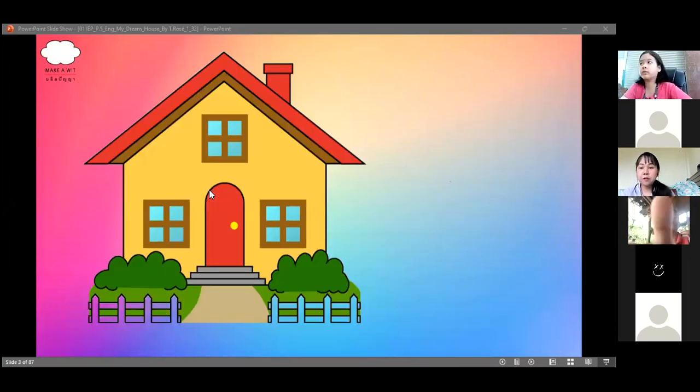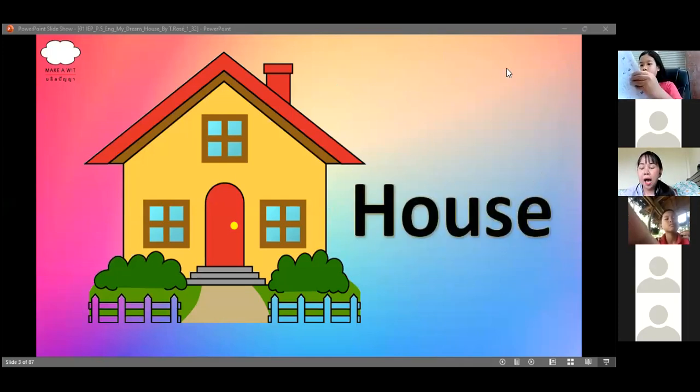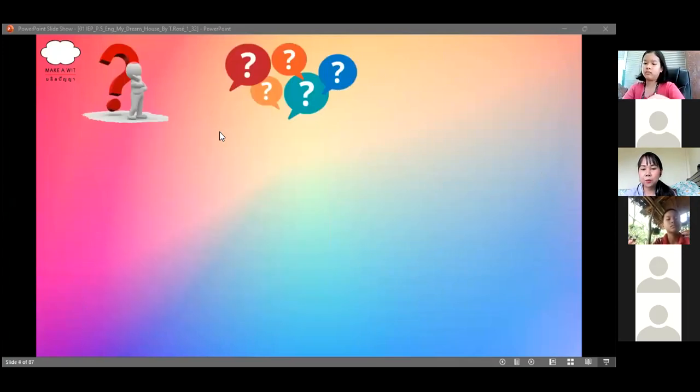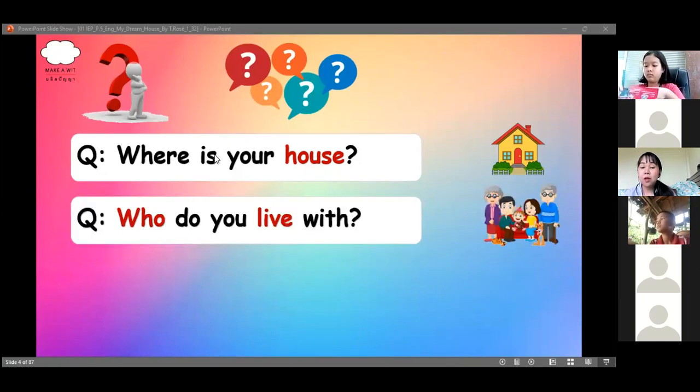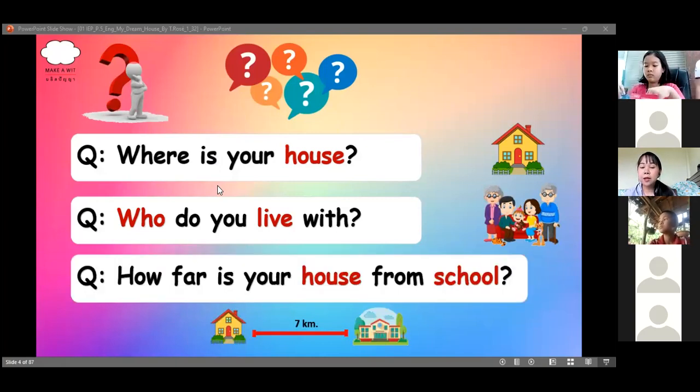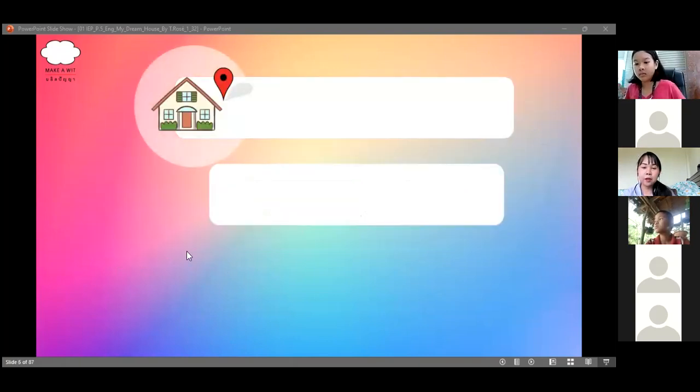Everyday conversation. The first word that we are learning today is about our house. The first question is, where is your house? Next one is, who do you live with? Next one is, how far is your house from school? Let's look at the first one together.